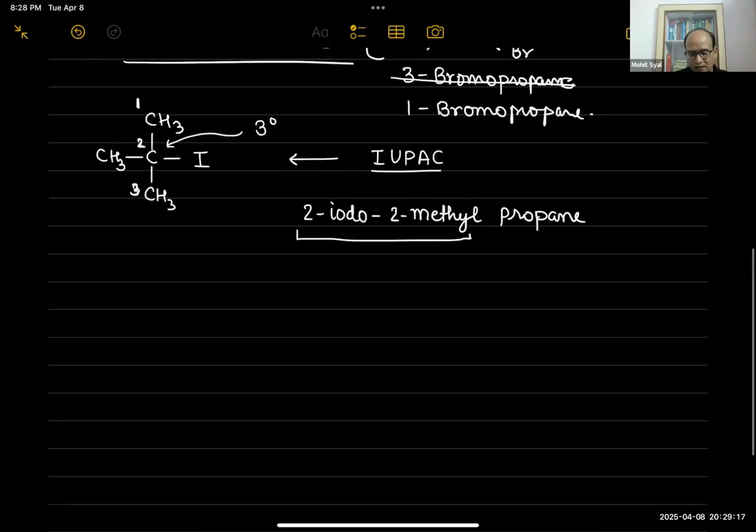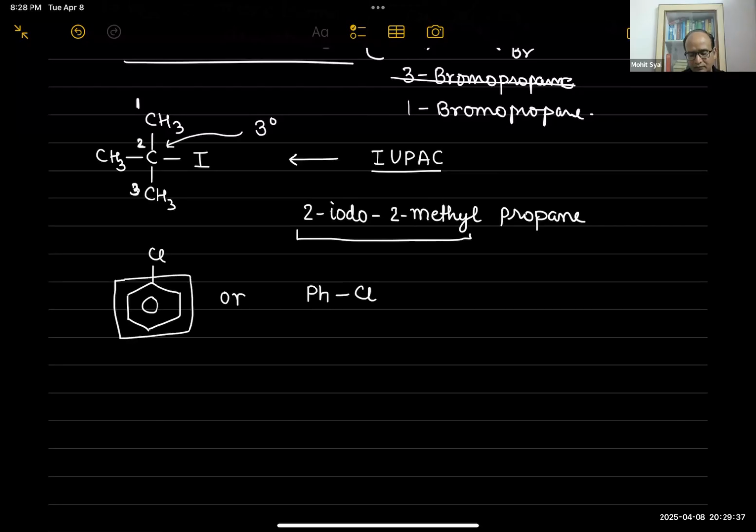So similarly, there are examples like this, fluorobenzene, or I can mention it like this. This is the phenyl ring. So this phenyl ring or the benzene ring is abbreviated like this, Ph-Cl. Got it? Yes, sir. So don't worry about what it is. It is that same compound. Okay.